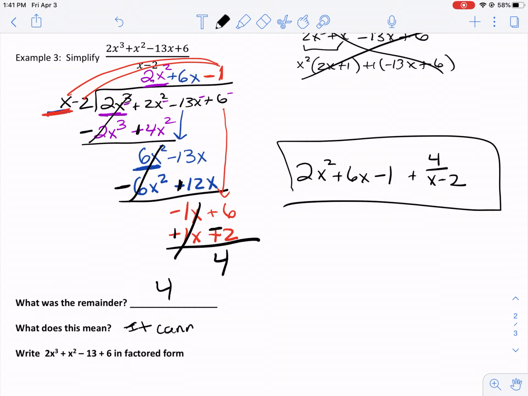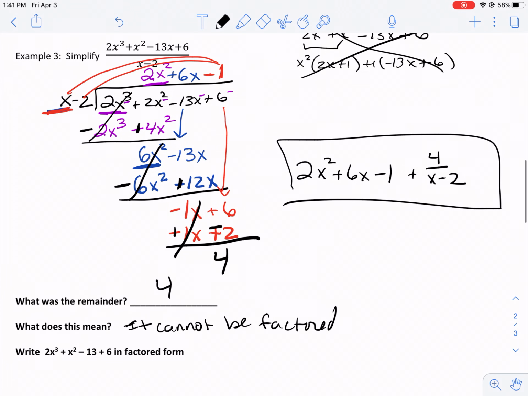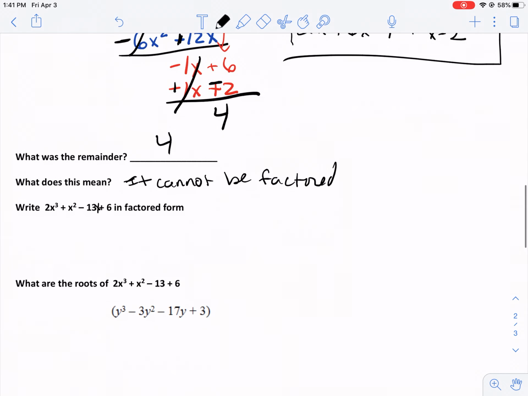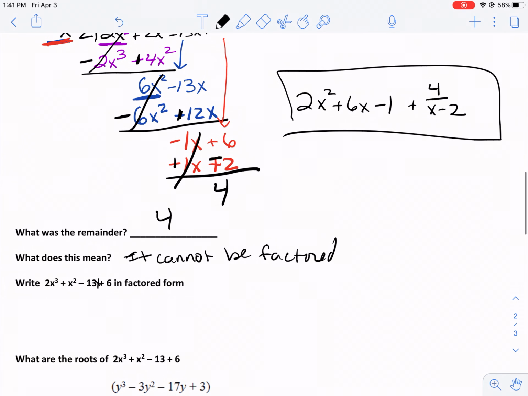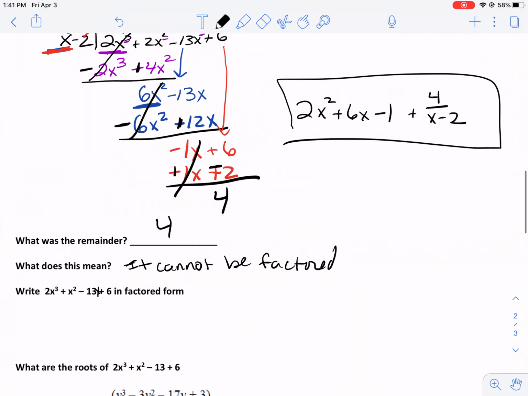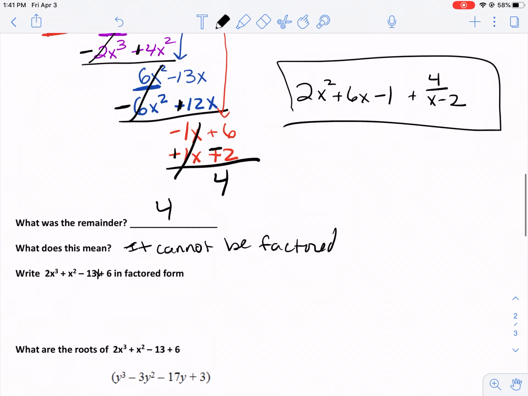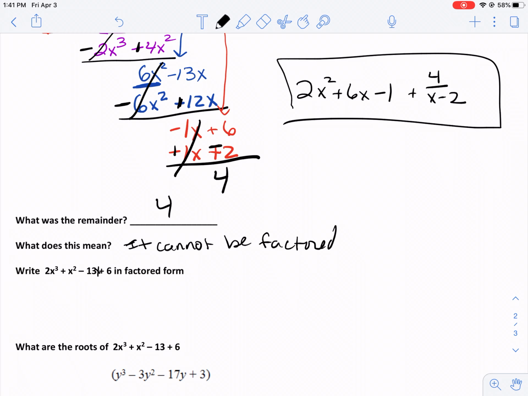it cannot be factored. So I'm not sure why I said write it out in factored form. I'm guessing that I had a typo here. But just in case, I've seen this show up like once or twice on our Regents to be confusing. You can write it sort of in factored form.